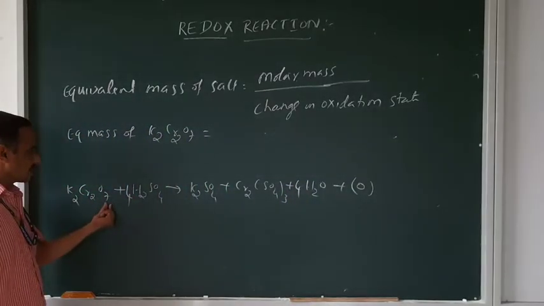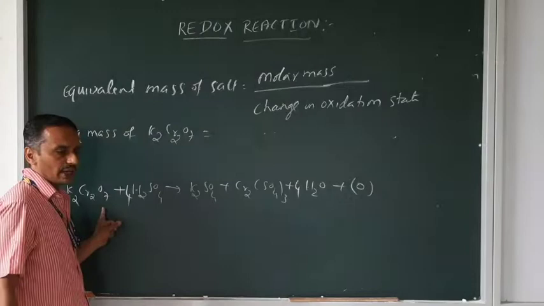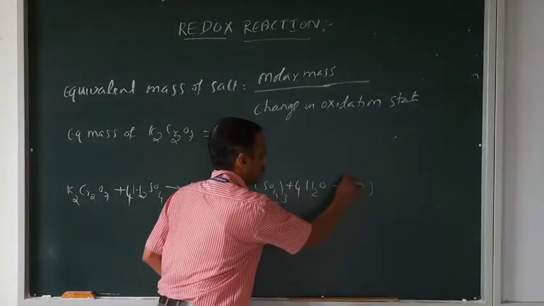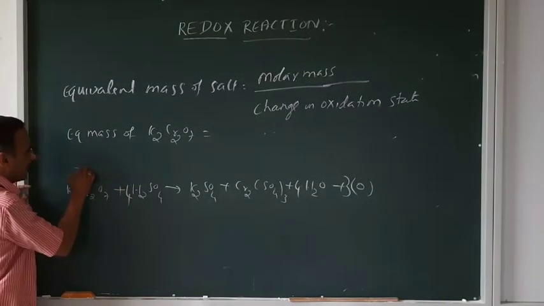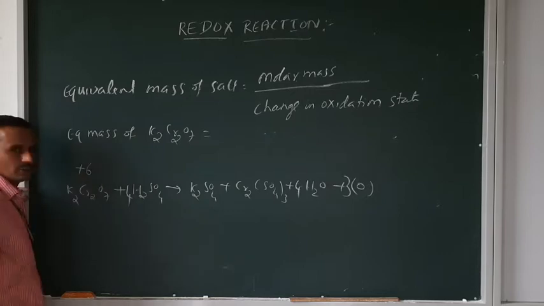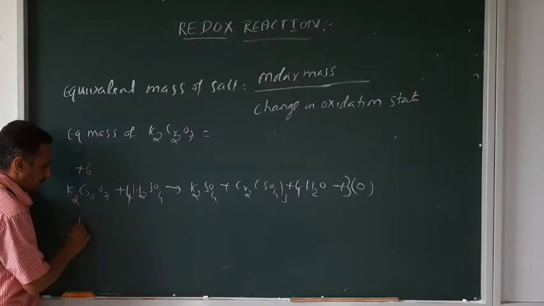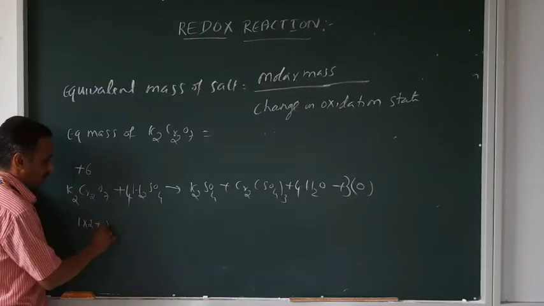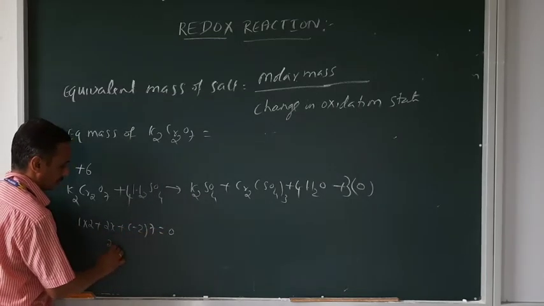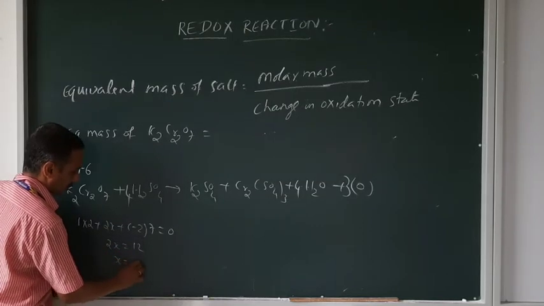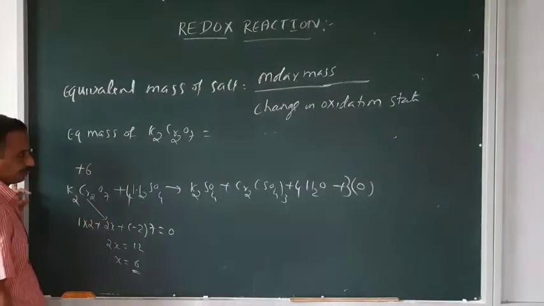Only thing is that this oxygen is not balanced. 7 oxygen in the reactant, only 5 are there, so make it 3O. 4 plus 3 is 7. And if you calculate the oxidation state of the chromium, you are going to get +6 also. How? 1 into 2 plus 2x plus minus 2 into 7 equal to 0. 2x is equal to 12. x equal to 6 you are going to get for this. This 2x is for 2 chromium.